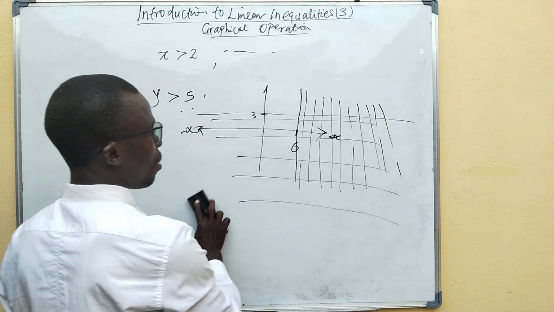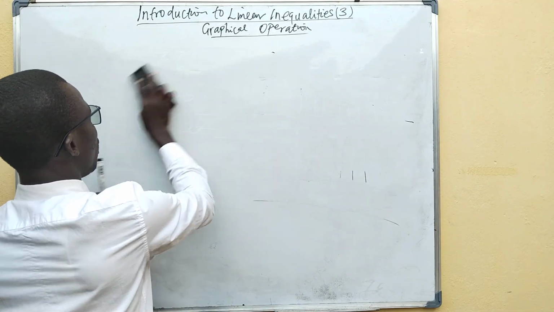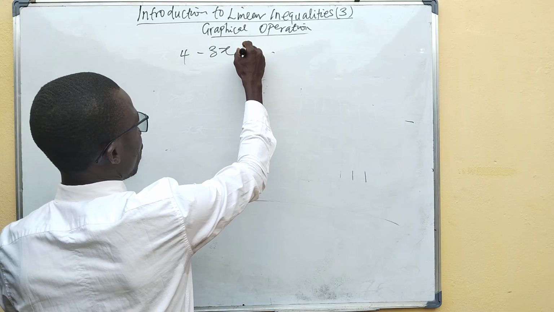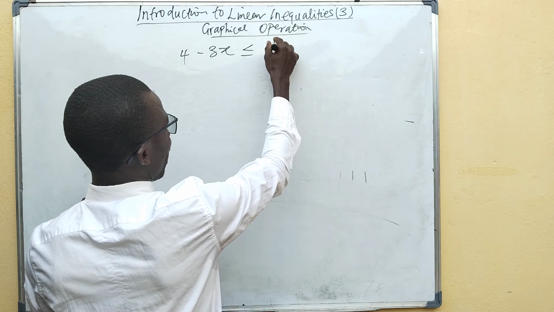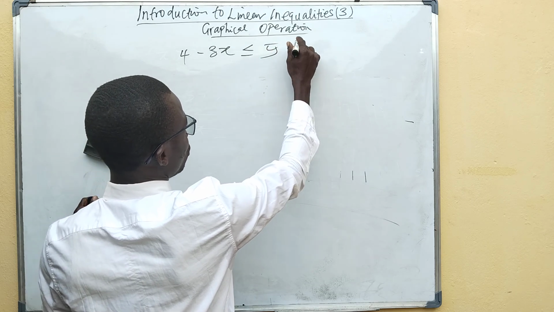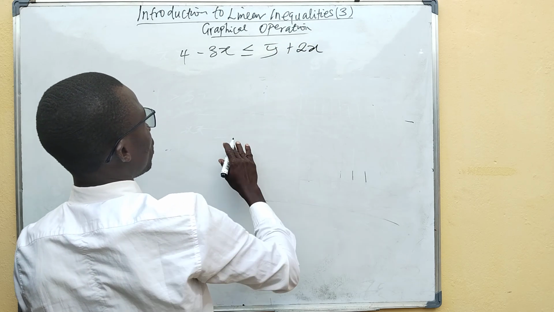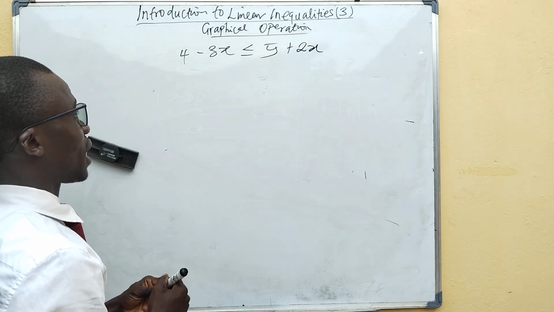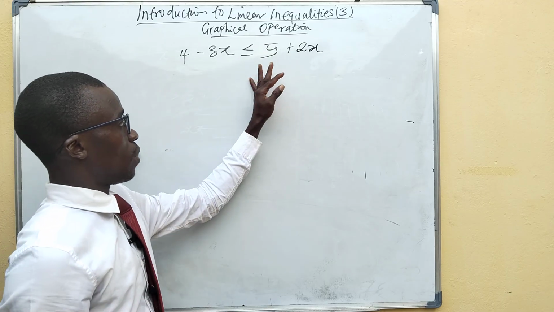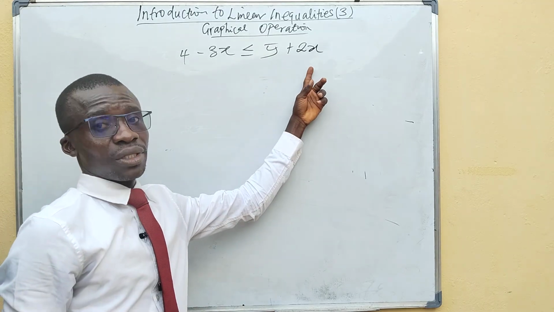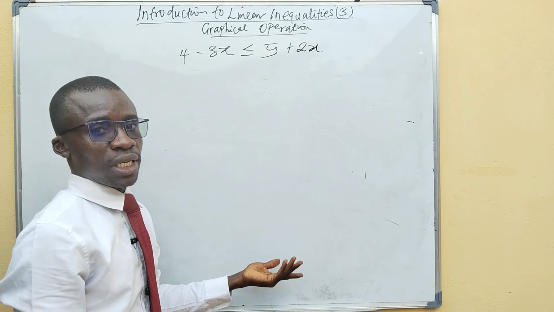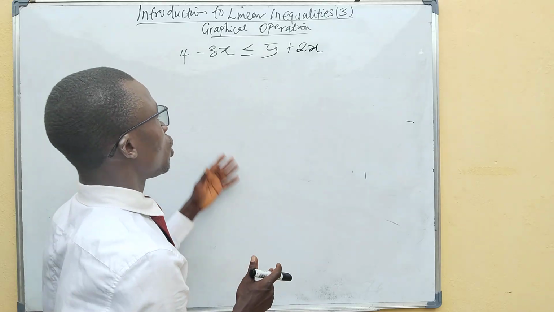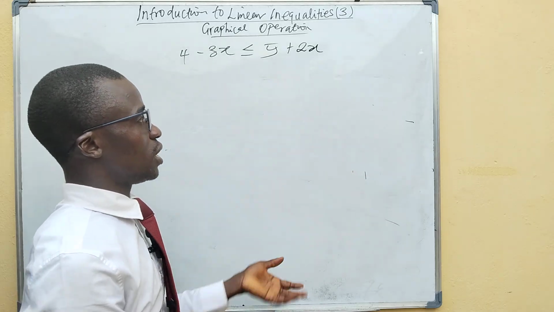For instance, I have a question like this: 4 minus 3x is less than or equal to 5 plus 2x. They say solve and show your answer on a number line or on a graph. Because it's one variable, I can't really call it a graph, but possibly you can use a graph to represent it, because in a Cartesian plane we have x and y values. Anyhow, you can also work on it. It is not bad.